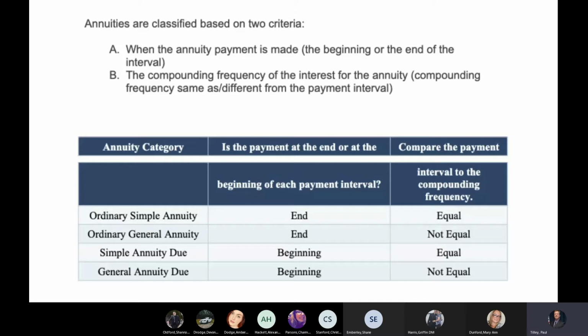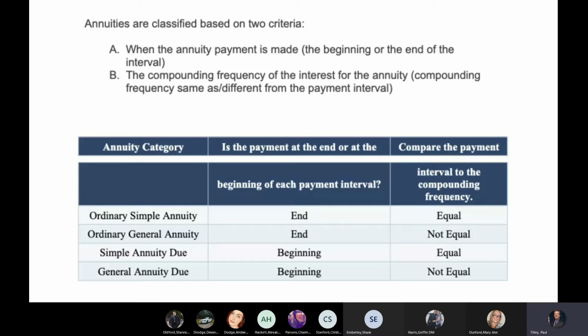First of all, the payment is made at the end of the month, as most annuities are. The payment is made at the end of the interval. And the trick is you have to ask yourself, in order to determine whether something's an ordinary simple annuity, is the compounding frequency the same as the interval? What that means in English, if your payment is monthly, is the interest being compounded monthly? If the payment is monthly and the interest is compounded monthly, then it's called an ordinary simple annuity.